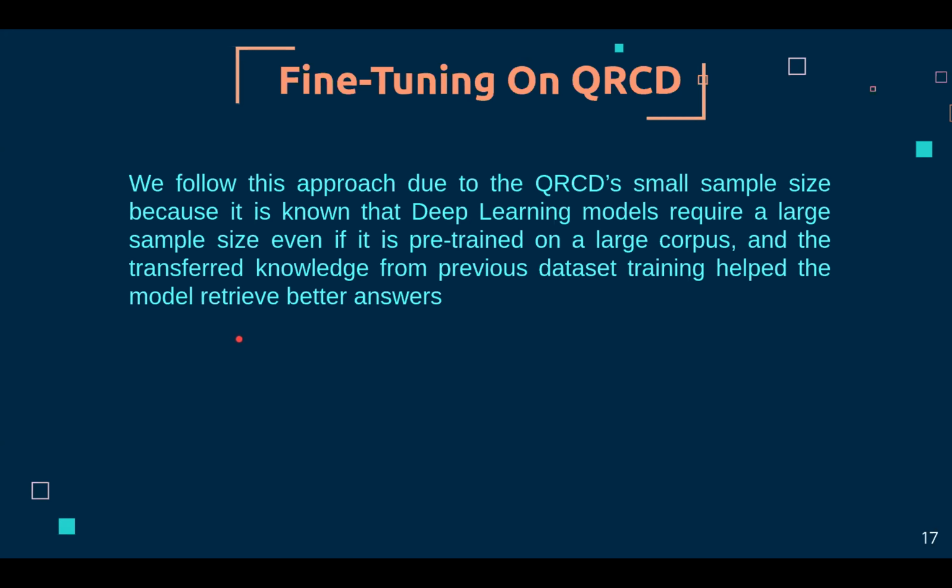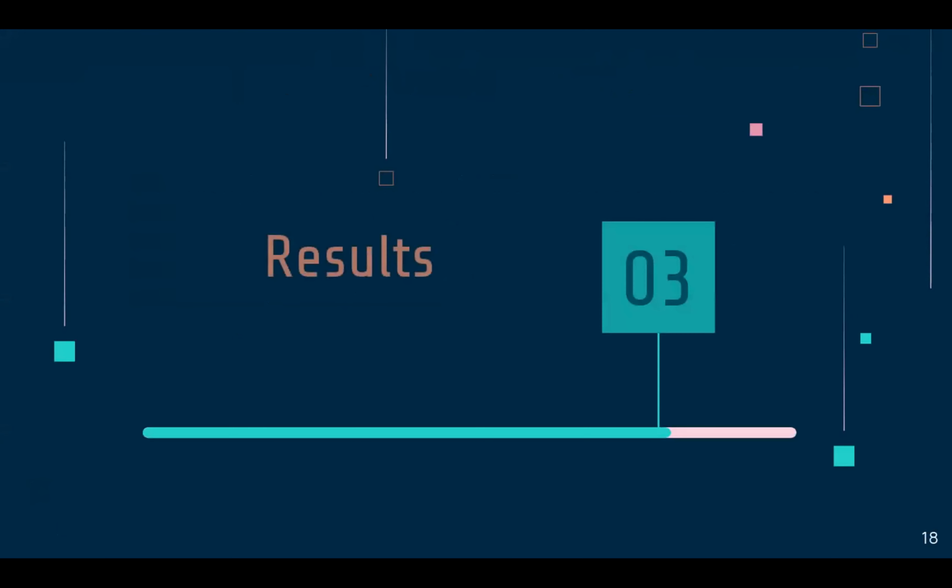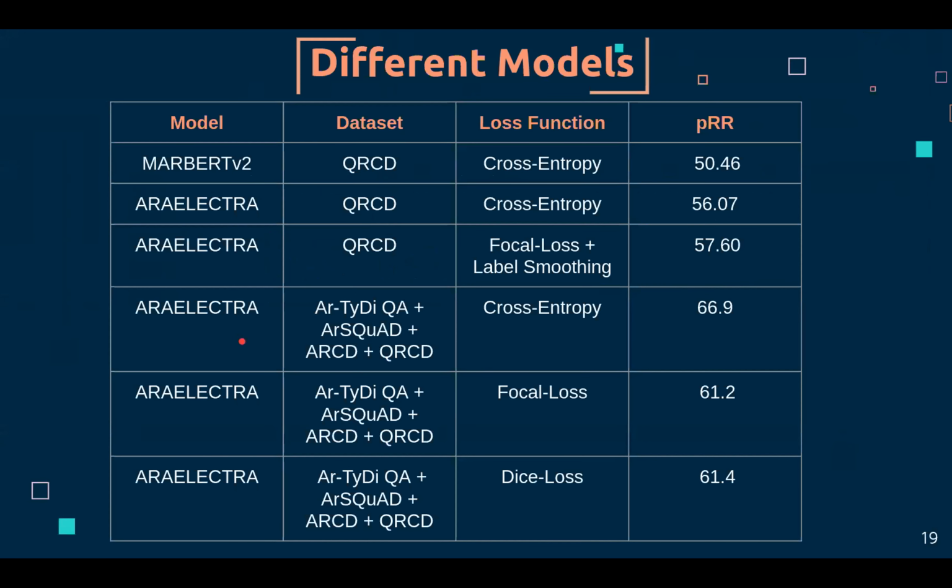So we use the cross transferability feature, or transfer. We try to transfer knowledge from previous datasets of a question answering task to help the model retrieve better answers. Here we go to our results. We tried different models with different loss functions. We will talk about the point of loss functions later.